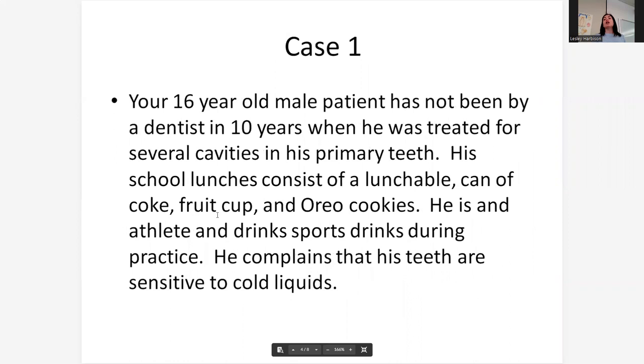So like case 1, your 16-year-old male patient has not been by a dentist in 10 years, when he was treated for several cavities. So it's been a very long time. The last time he went, he had a lot of cavities in his primary teeth, but now he's 16, so he's got adult teeth. His school lunches consist of Lunchables, Coke, fruit cup, Oreo cookies. Does that sound super healthy, or maybe a little too much fermentable carbohydrates? He is an athlete and drinks a lot of sports drinks. He complains that his teeth are sensitive to cold.